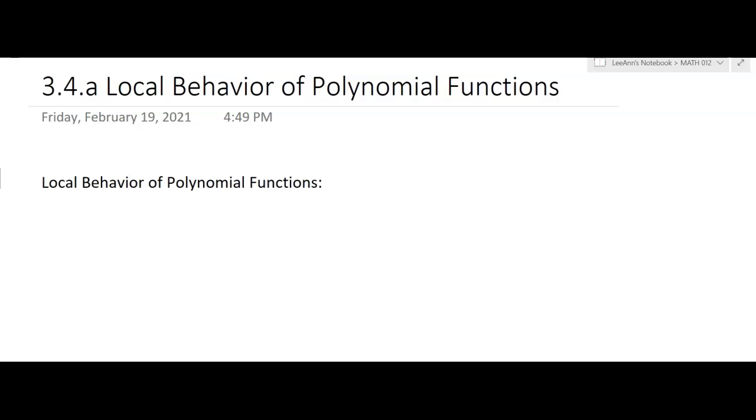Okay, so in section 3.4, we're going to talk more about polynomial functions. Now, a polynomial function looks like this. F of x equals a sub n x to the nth, plus, and then there could be all kinds of terms, plus a sub 2 x squared plus a sub 1 x to the first power plus a sub 0. Okay, that's the form of a polynomial function.